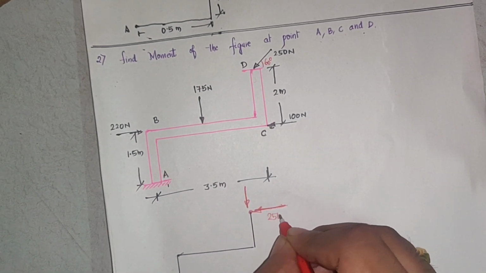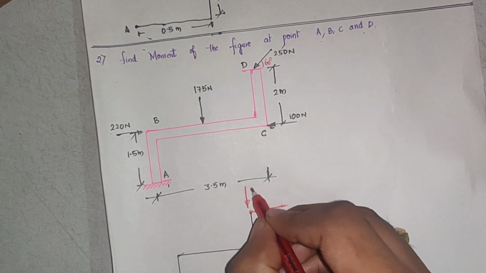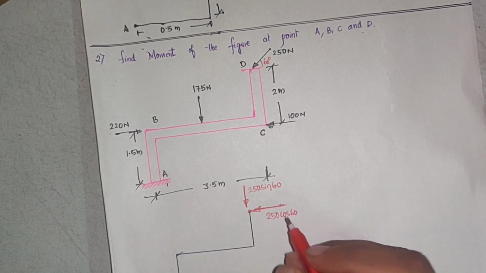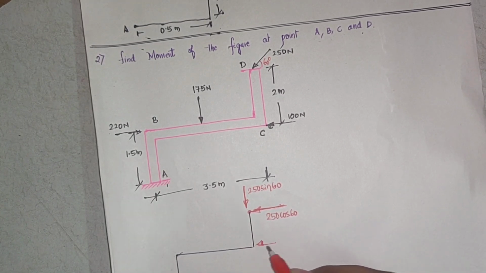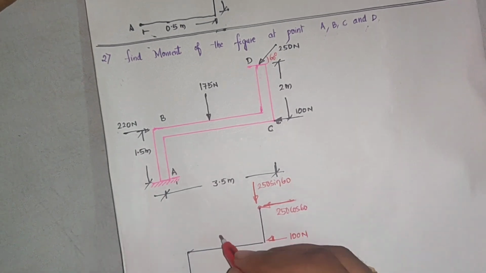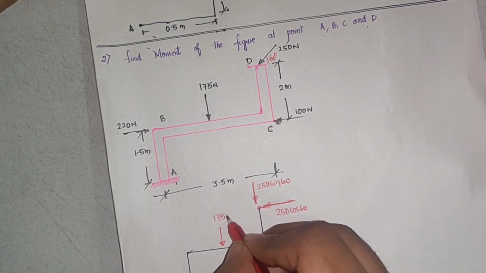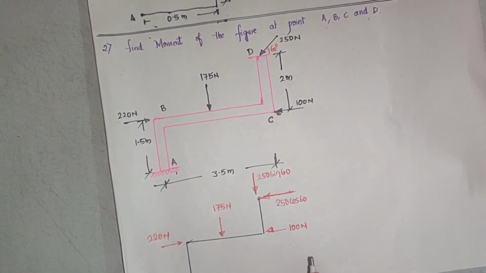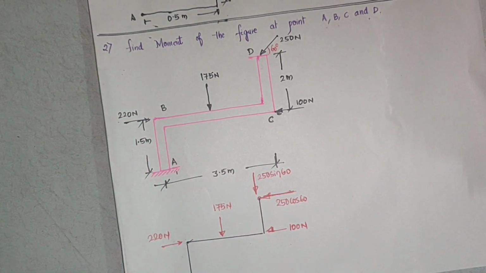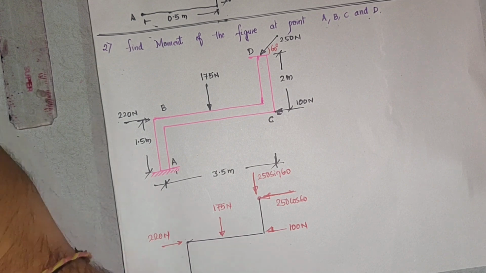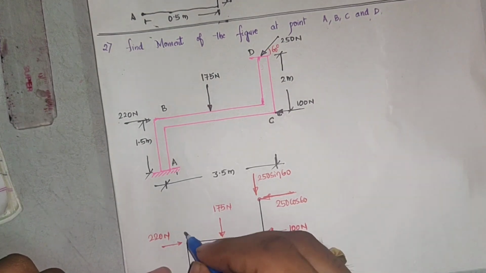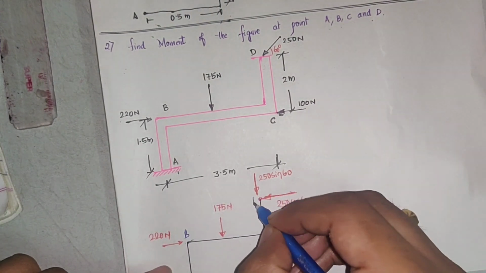So the horizontal force is 250 cos 60 and this is 250 sin 60. This length is 2 meters and there is one more force here which is 100 newtons. There is one force here which is 175 newtons. There is one force here which is 220 newtons. Now I need to find out the moment about points A, B, C and D. So point A is here, point B is here, point C is here, point D is here.